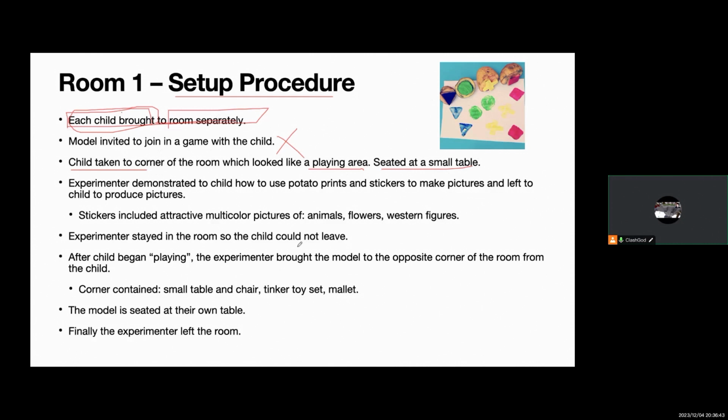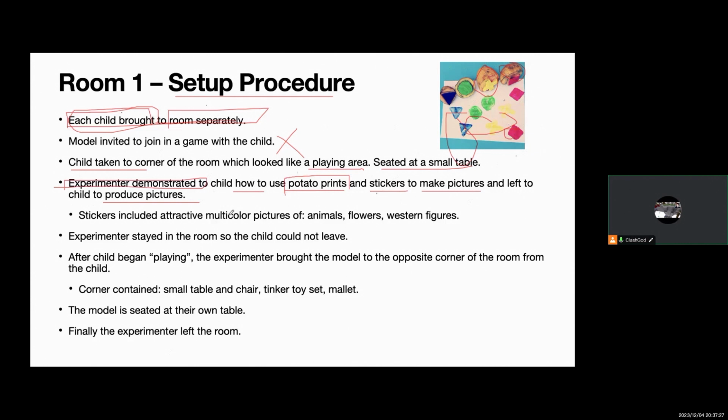They're seated at a table, and what do they do at this table? They do some drawing. How do they produce pictures? They use potato prints and stickers. So what are potato prints? Just take a look at this photo here. Potato prints are basically markers or prints on potato-like shapes, and you can create drawings and shapes on paper. So the children get to use potato prints and stickers to make pictures, and the experimenter demonstrates to the child how to use them to produce the pictures.